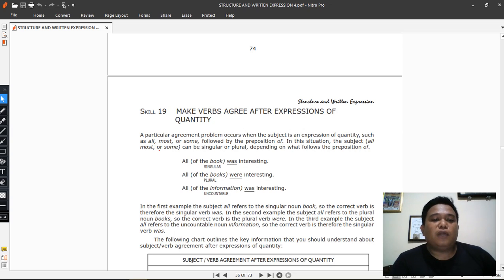Okay? And the second one, all of the books were interesting. Then all here covers the noun books, which means more than one book. That is why we use plural. And then all of the information was interesting. As you know, information is an uncountable noun. With an uncountable noun, of course, you use the singular. So all here acts as a singular, which means that the verb must be singular too.